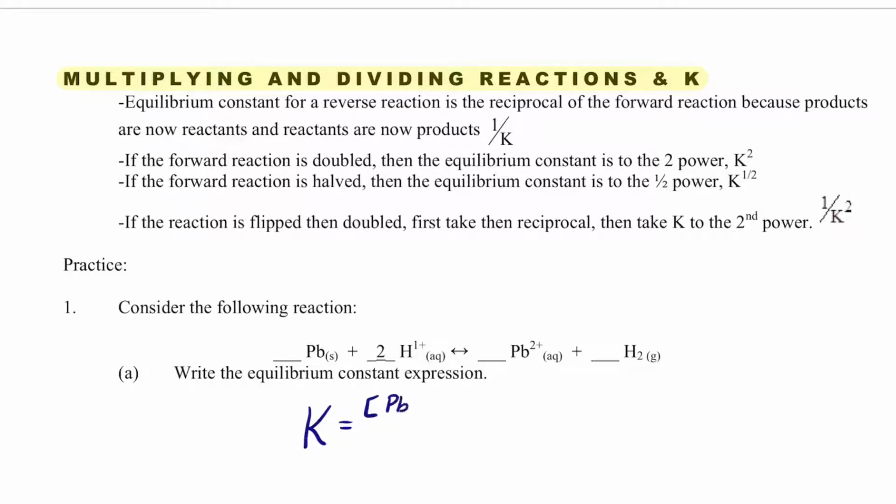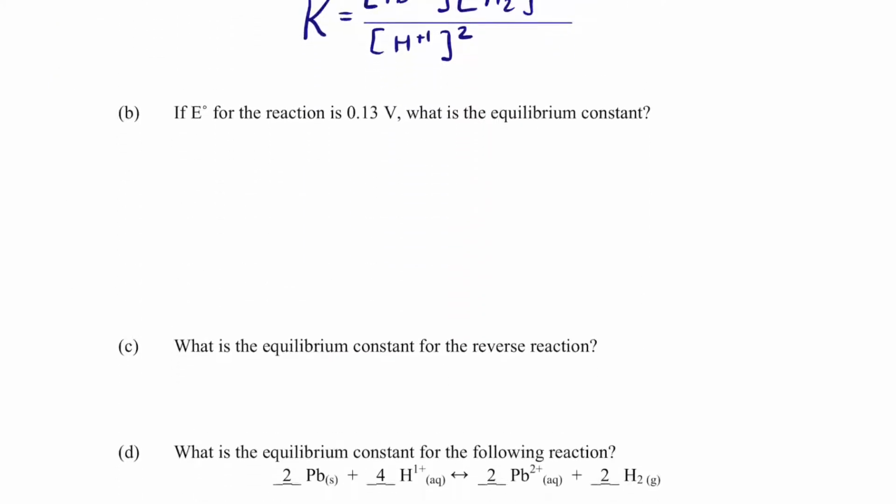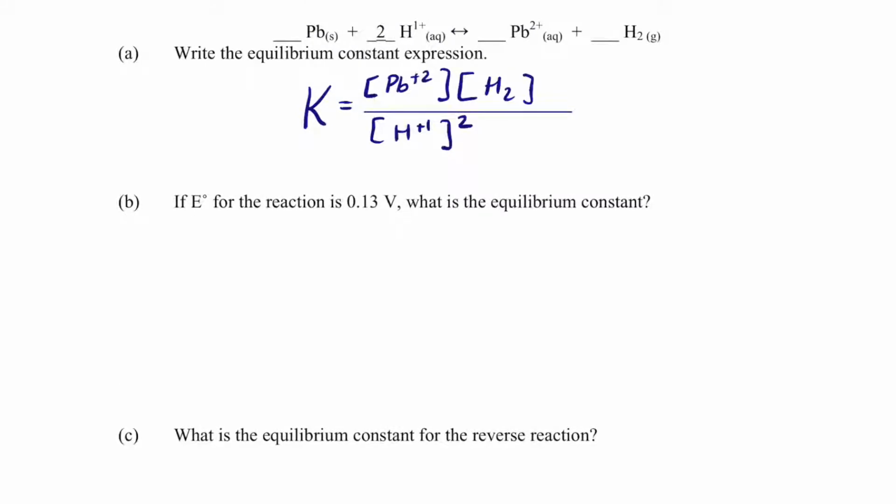So I'm going to take Pb2+ to the first power times H2 molarity to the first power divided by H+, hydrogen ion, to the second power, and then lead is left out. The reason why solids and liquids are excluded from your equilibrium constant expression is because their concentrations do not change for solids and liquids.